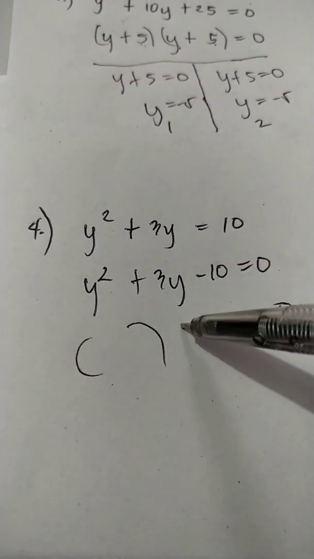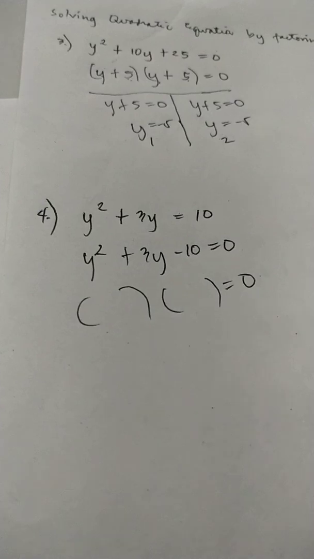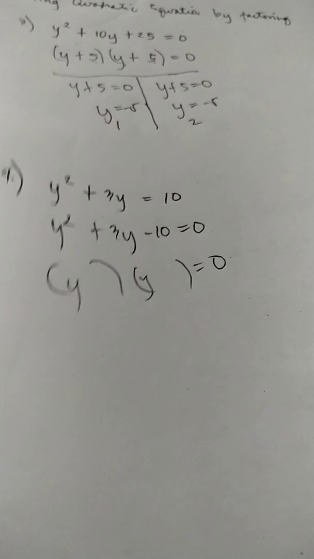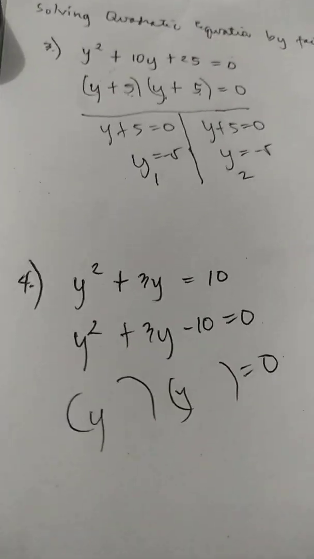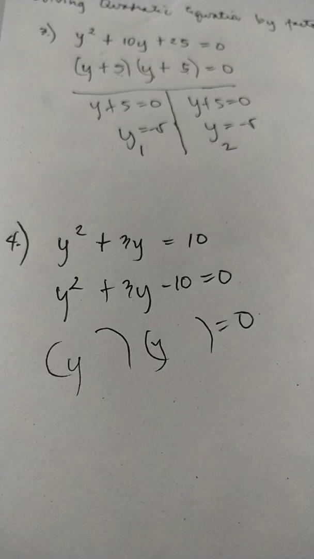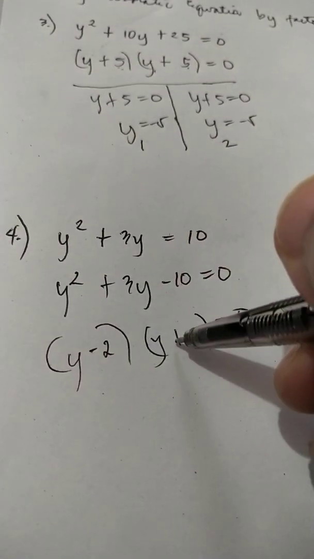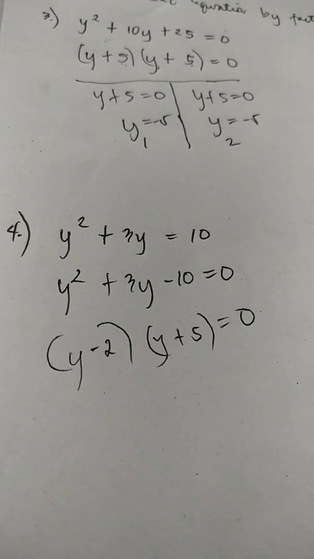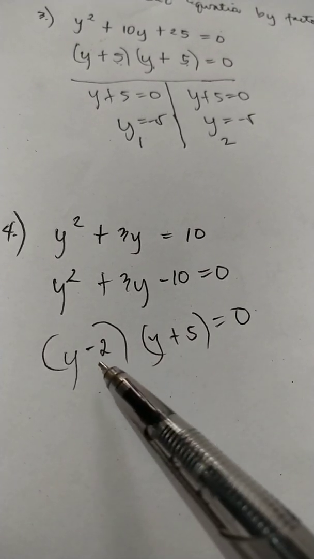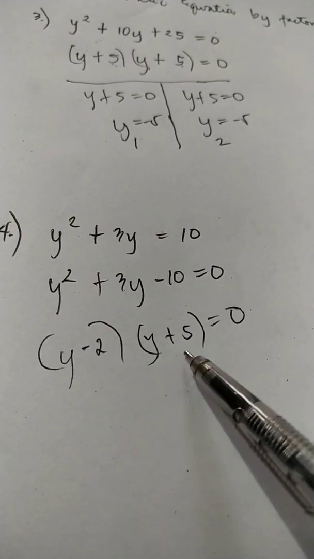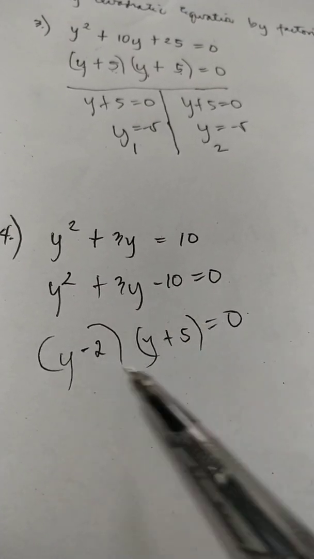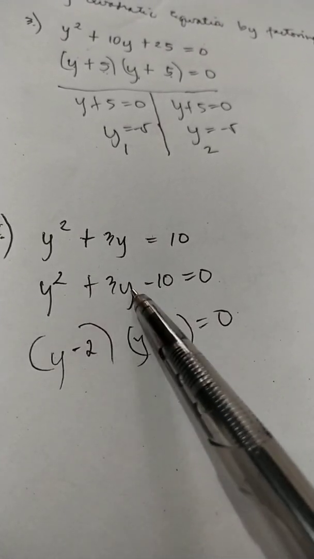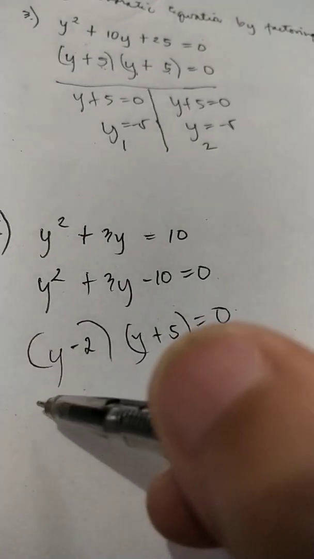So we indicate the parentheses. Again, y times y is y squared. Then we have negative 2 and positive 5. Take note that we can have the other way around. We can write here positive 5 and we can write here negative 2. Still, those are correct factors of y squared plus 3y minus 10 equals 0.